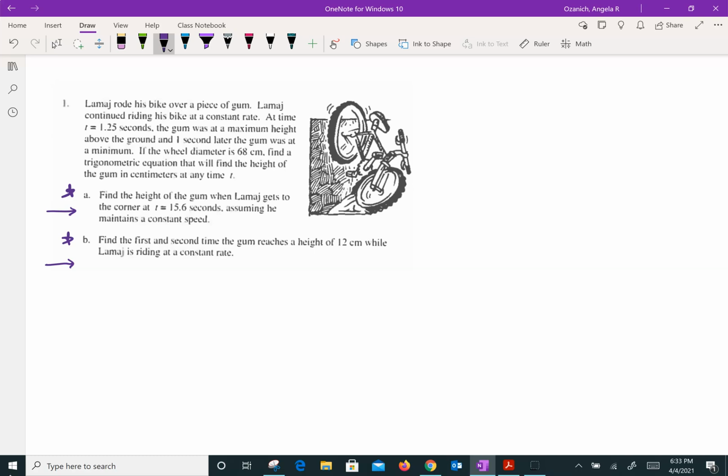Okay. So Lamage is riding a bike, and at time t equals 1.25 seconds. So you guys have seen me do this before, where we start taking a look at graphically what is happening with my picture as I'm reading through. Maybe that's 1 second, 2 seconds, 3 seconds, and so on. So 1.25, there's 1.5, 1.25 will be right there. So I'll just mark that, 1.25. And what's happening? At time 1.25 seconds, the gum was at a maximum height above the ground. And 1 second later, the gum was at a minimum.